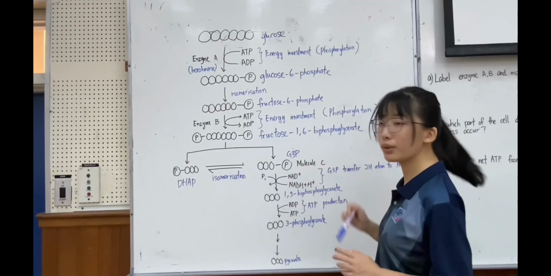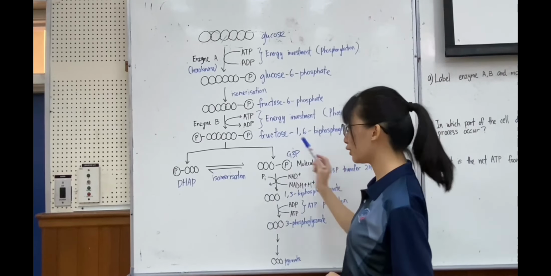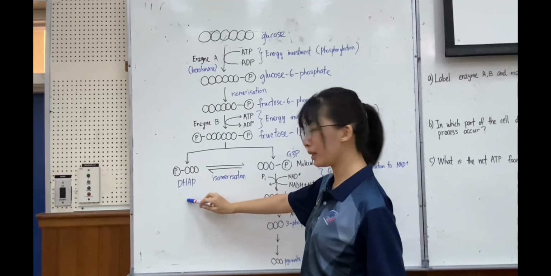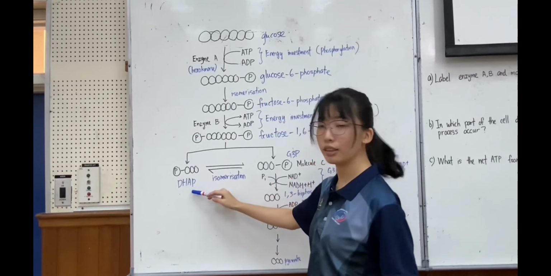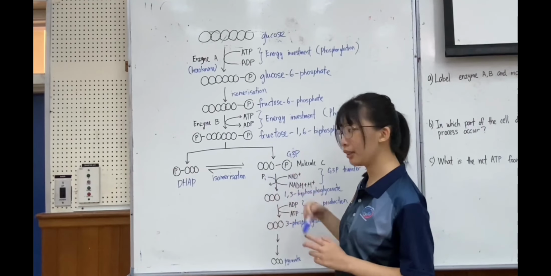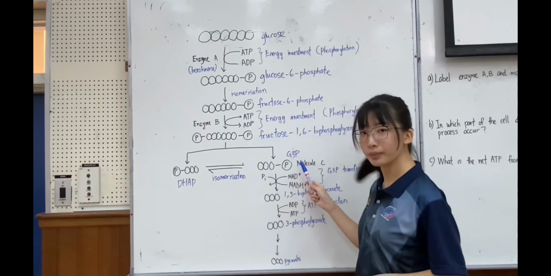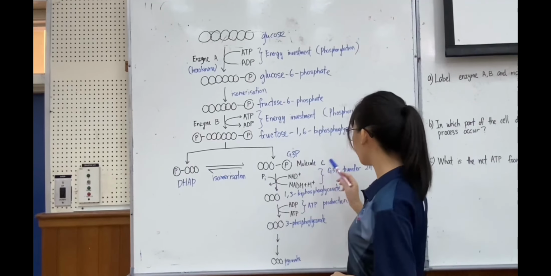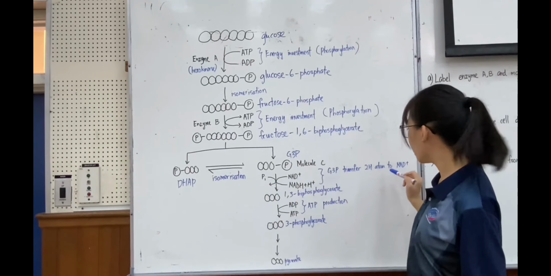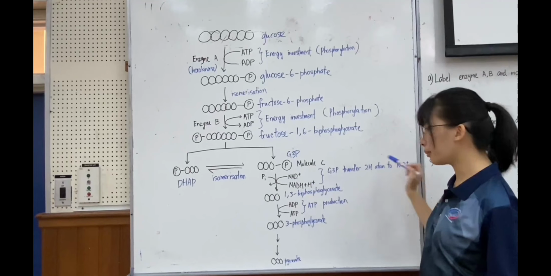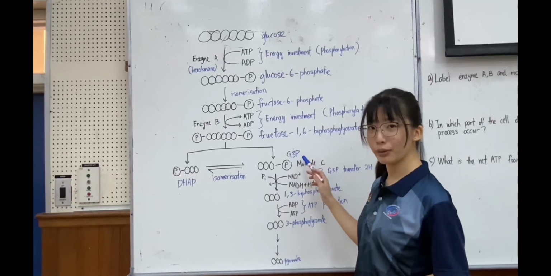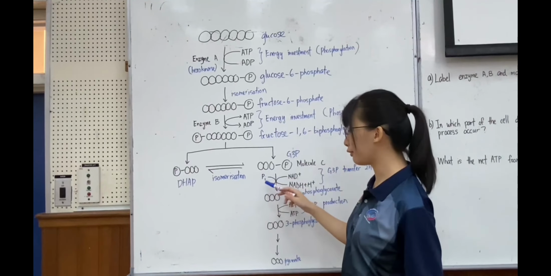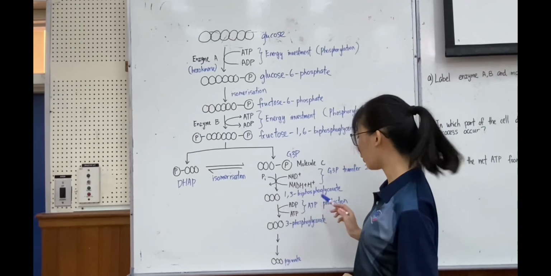And then fructose 1,6-biphosphate will split into two, which is DHAP and also G3P. DHAP will undergo isomerization, and it will rearrange into G3P. G3P later will transfer 2 H atoms to NAD+ to form NADH and H+. And G3P later will also combine with inorganic phosphate to form 1,3-biphosphoglycerate.